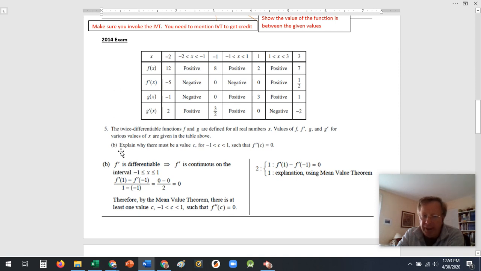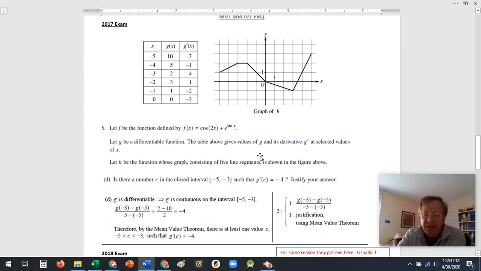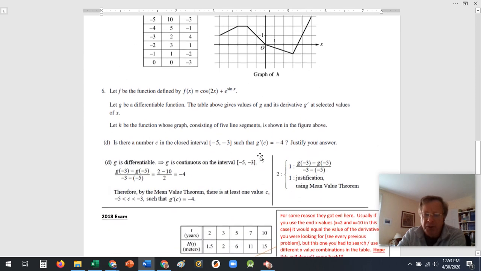This is 2014 Part B. Explain why there must be a value c between negative 1 and 1 such that the second derivative of f equals 0. Guys, they gave you the first derivative of f, so you can use those values at negative 1 and 1 to find what the slope is. So the slope of the secant is 0, so since the mean value theorem conditions hold, there's somewhere where the second derivative is going to equal 0. 2017, very similar. 2018, they got evil.